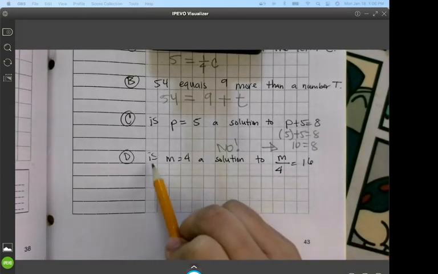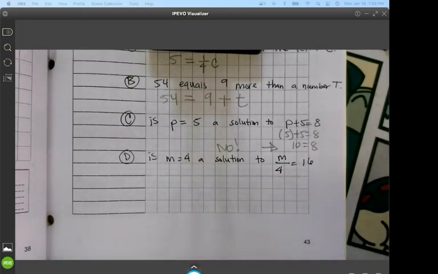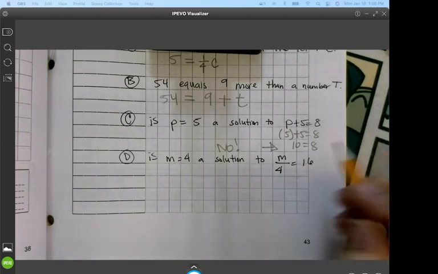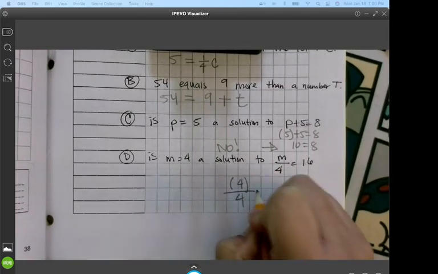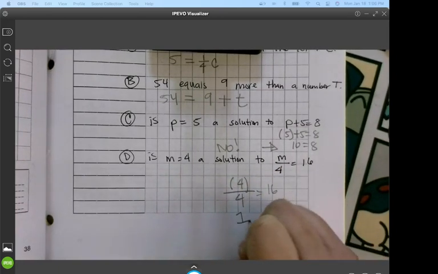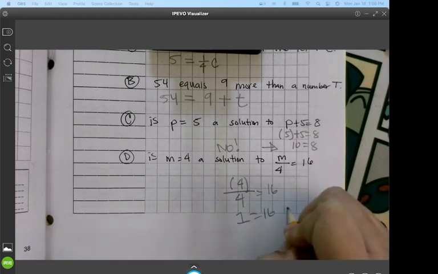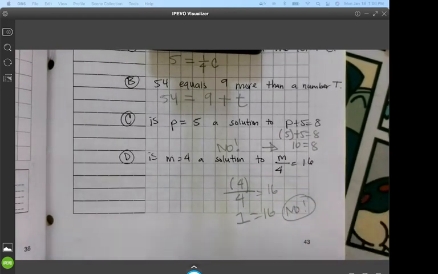All right, is m equals 4 a solution to m divided by 4 equals 16? Take a minute, prove it. Is it a solution? Instead of m over 4, I'm going to say 4 over 4 equals 16. 4 over 4 is 1, and 1 does not equal 16. So no, neither of these are solutions.